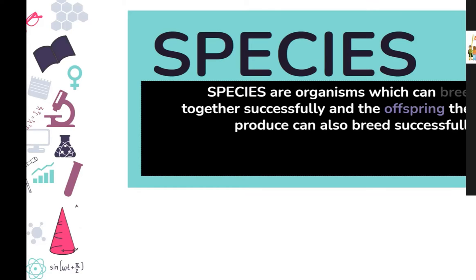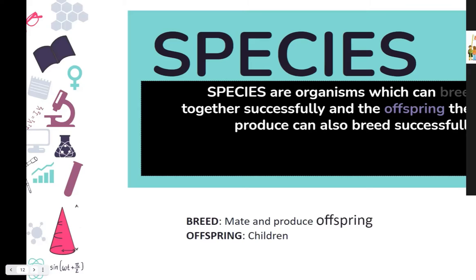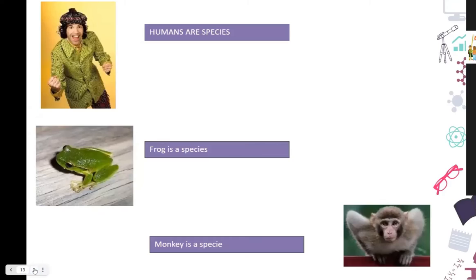This point is clear. Thumbs up for everyone. So what does this mean? Breed together successfully. What does that mean? They shouldn't have problem making. Yeah, they don't have any problem when they breed. Okay. Let's see if you're correct. Let's go to that next. So they're from the same kind. Okay, so breed, mate, and produce offspring. This is the meaning of breed, and offspring mean children. In case you don't know, I have written.